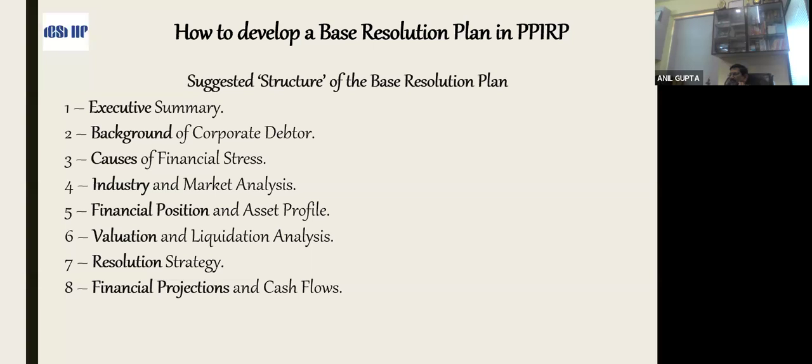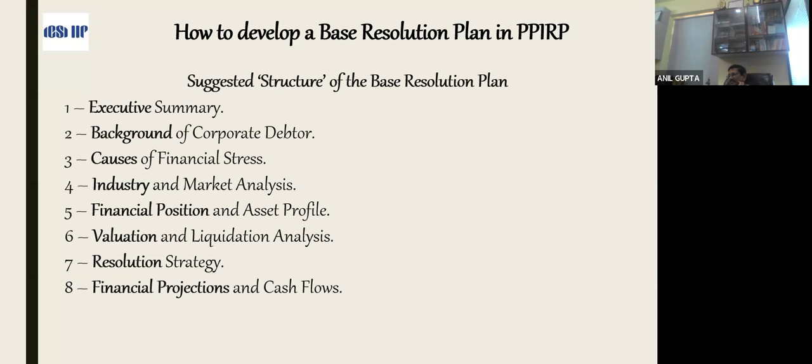And industry and market analysis. Whatever the industry is, particularly if it is the power sector or textile or pharma etc., and a market analysis, the Confederation of Indian Industry or Chamber of Commerce will provide information that is also to be included. Not only that one, financial position and asset profile. What is the present financial position of the company? How are the assets? What are the current assets? What are the fixed assets? What are the intangible assets? All these things with the latest values are also to be mentioned.